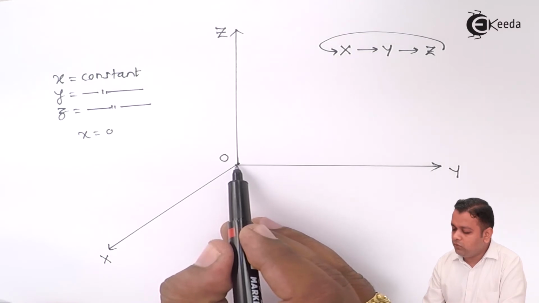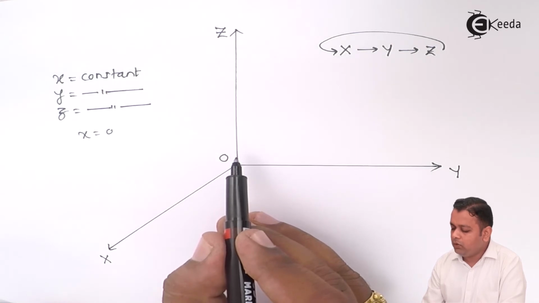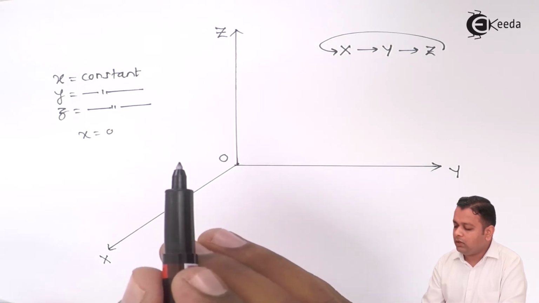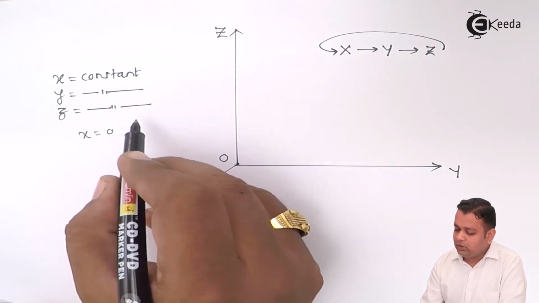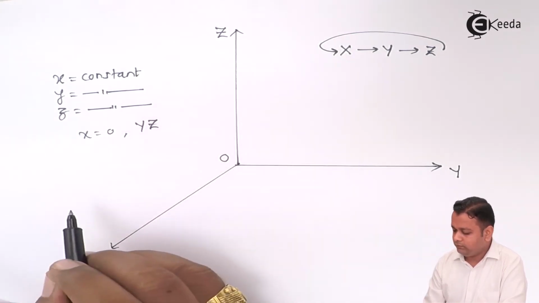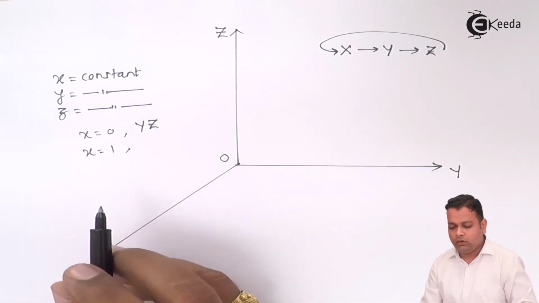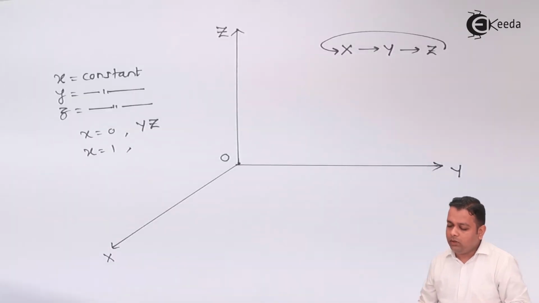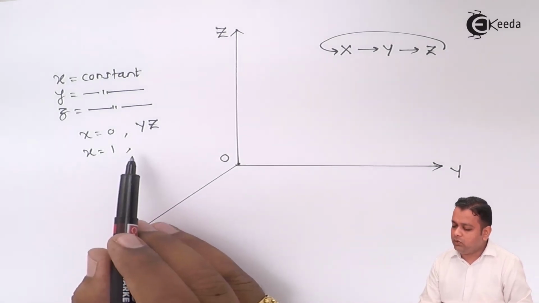If we put x is equal to 1, I am here at the height of 1 meter or 1 unit, you say. If we put x is equal to 2, I have to increase the height. If we put x is equal to 3, again I have to increase the height. So x is equal to 0 is nothing but the yz plane. Now if I take x is equal to 1, here I have to take such a plane which is 1 unit above the yz plane. So this is the x is equal to 1 plane.